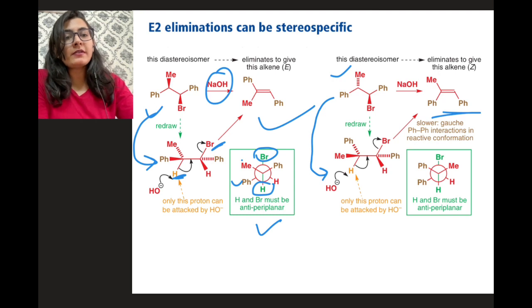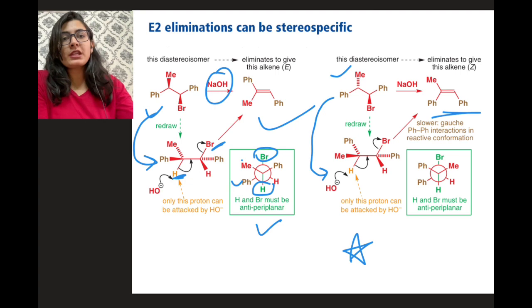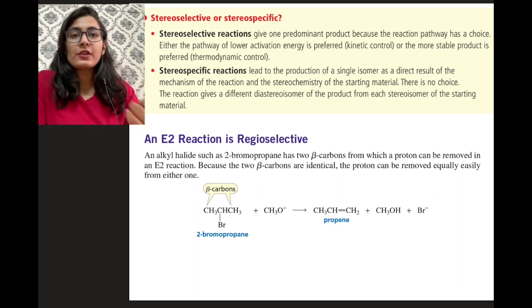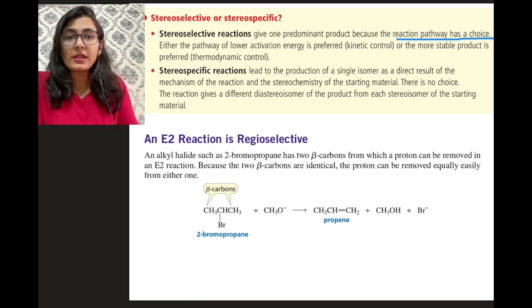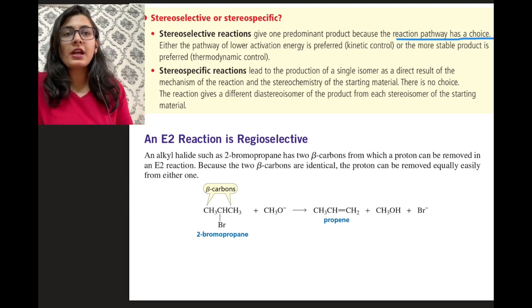All right, always anti-periplanar. That is the criterion that we have learned. There are more stereochemical aspects that we are going to study, and also we are going to see regioselectivity, which is very, very important. So as you can see over here, we have these two terms known as stereoselective and stereospecific. All right. So a stereoselective reaction gives one prominent product because the reaction pathway has a choice, right? It can go through either this intermediate or that intermediate, and hence it gives you two products. Okay.